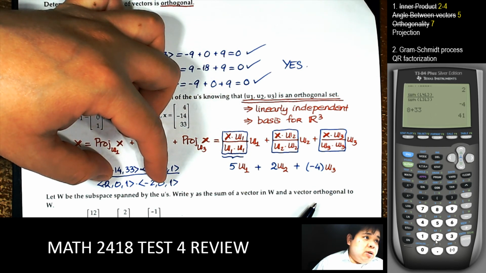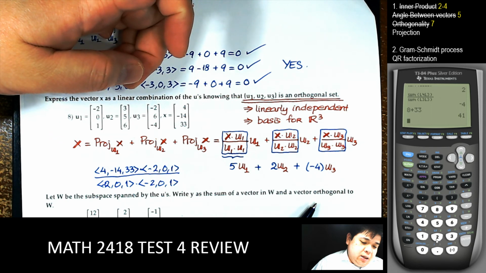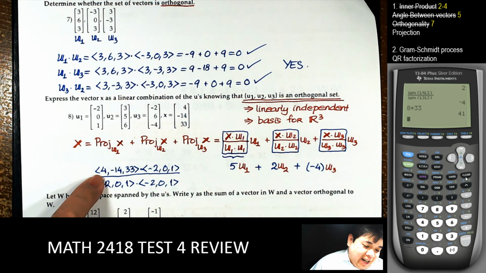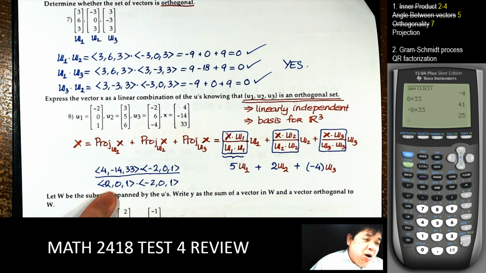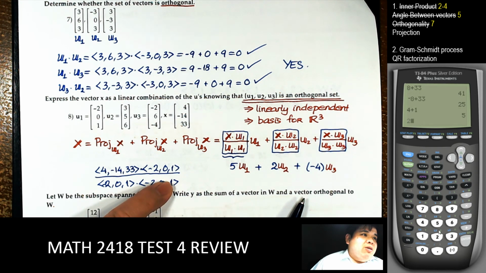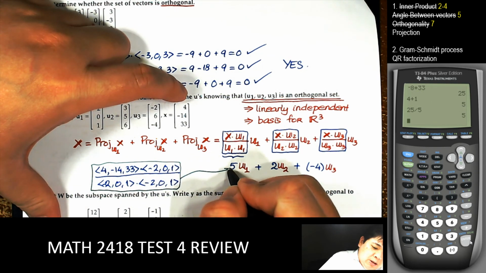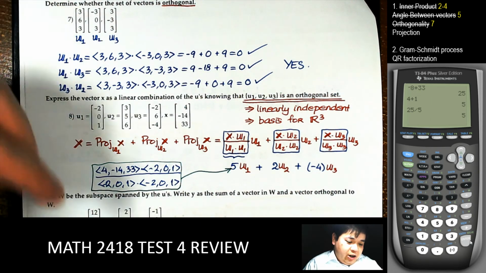The bottom, sorry, 8. Okay, the top: 4 times negative 2 is negative 8, plus 33, so it's 25. The bottom is negative 2 squared, so that is 4, plus 1 times 1 is 1, so 5. So 25 divided by 5 is 5. So if we do that, it's going to give us 5. And we'll do the same thing for the others. We just use a calculator to save space and time here.